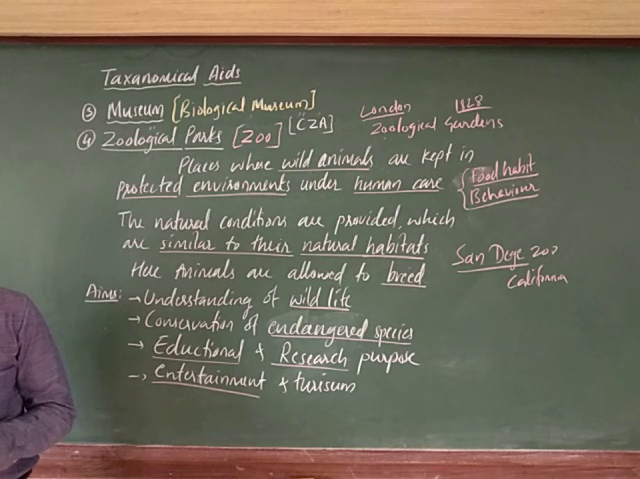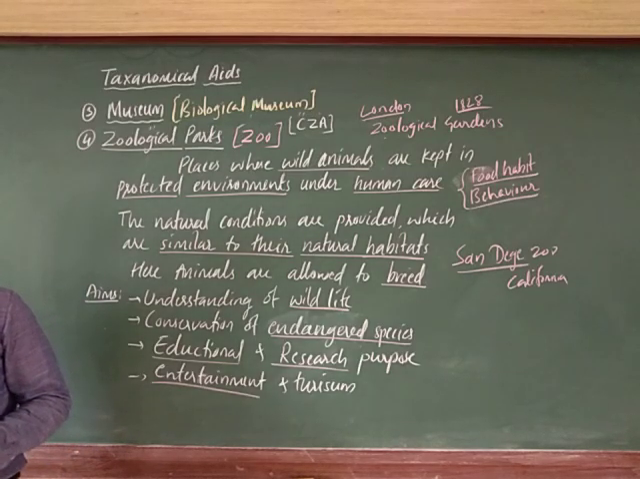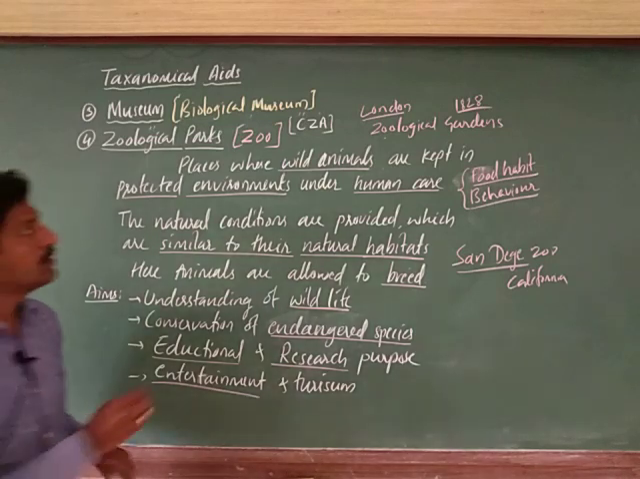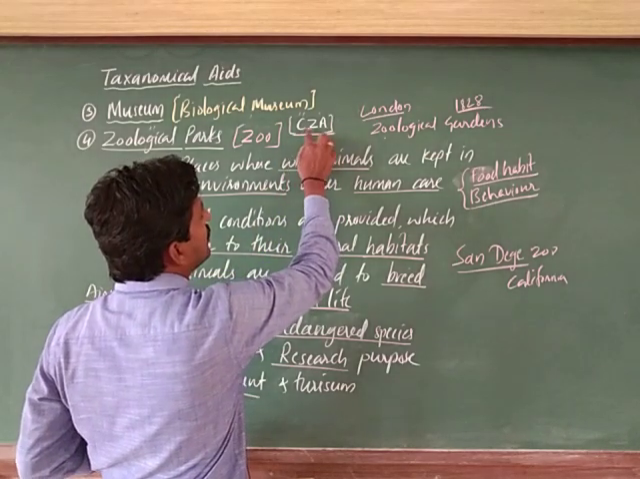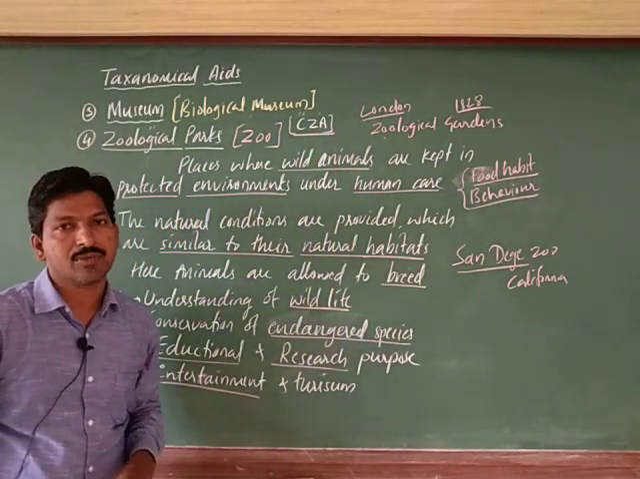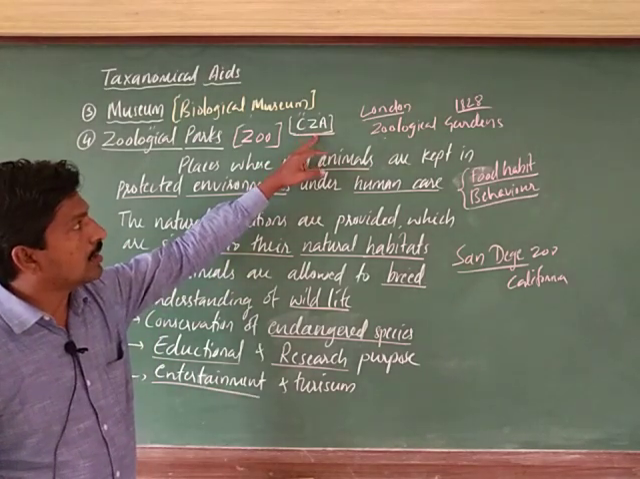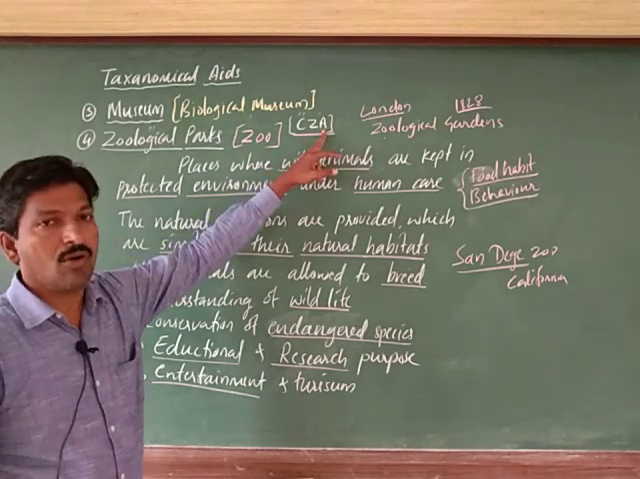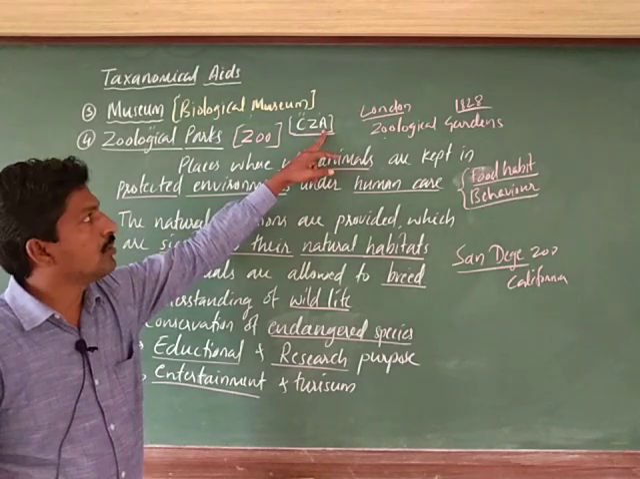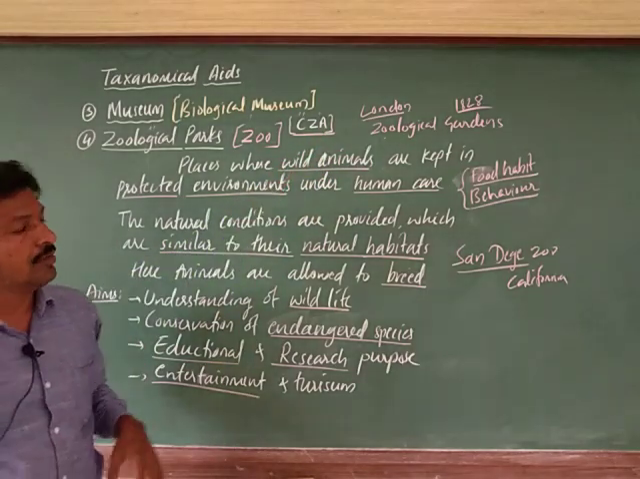Next, in India also, there is one important authority, that is the Central Zoo Authority of India. Under this there are many examples we can give. The Central Zoo Authority of India is a central government undertaking. Zoos are there, so in that many examples are there.